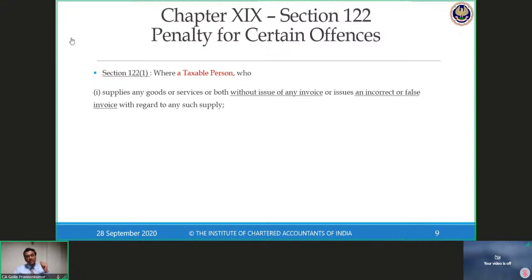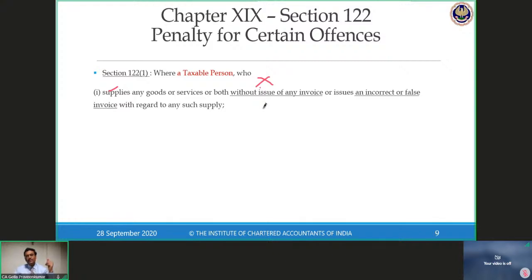So what can go wrong? I have made a supply. Once I have made a supply, I have not issued an invoice, without issuance of an invoice. Now, if you don't issue an invoice, what can go wrong? I have not collected tax, I have not paid tax. Probably I have collected tax but not paid tax.